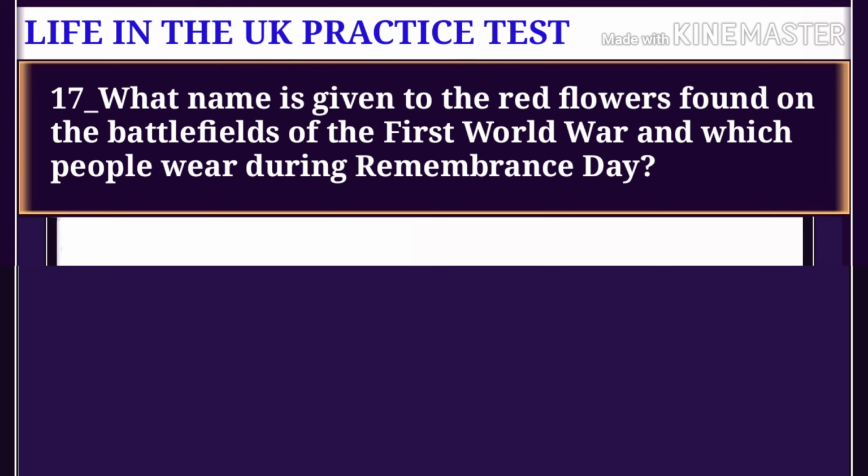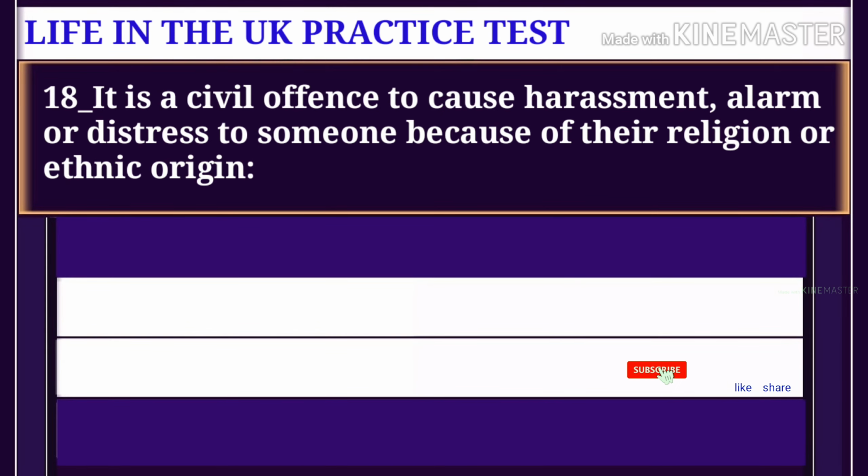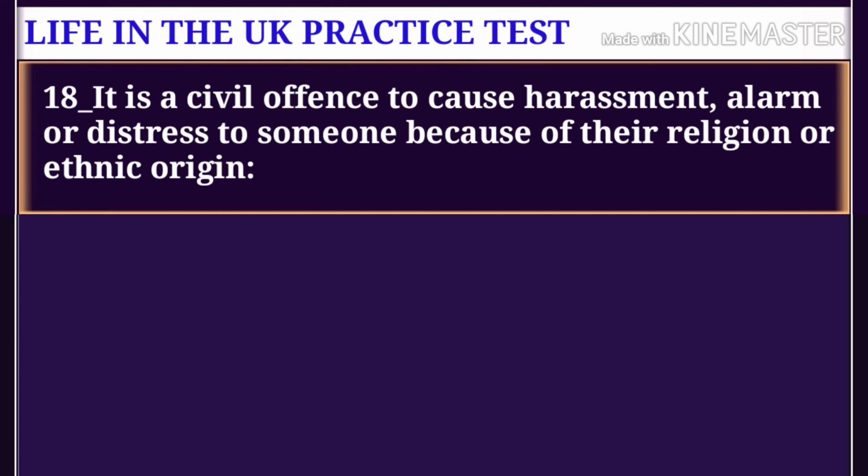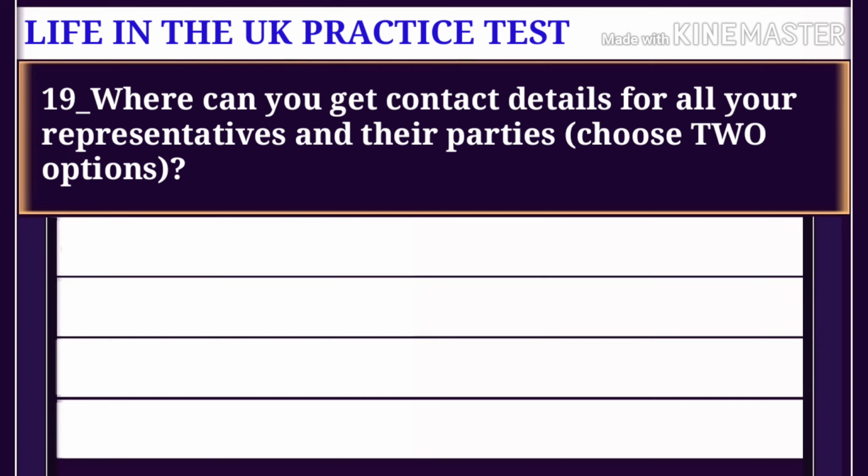Life in the UK practice test. Question 18 of 24. It is a civil offence to cause harassment, alarm or distress to someone because of their religion or ethnic origin. A. True. B. False. The correct answer is B. False. It is a criminal offence to cause harassment, alarm or distress to someone because of their religion or ethnic origin.